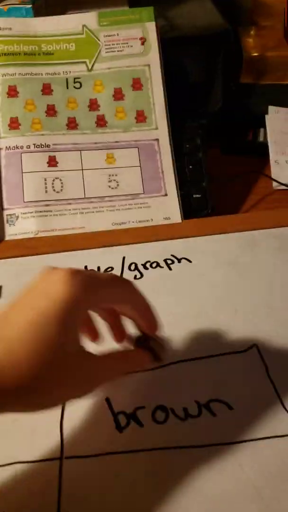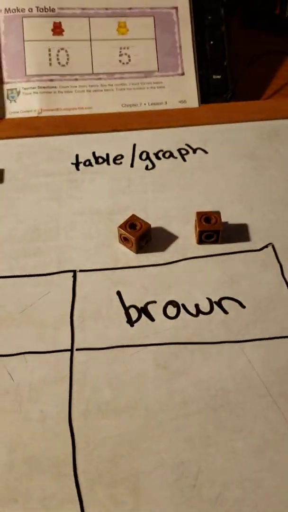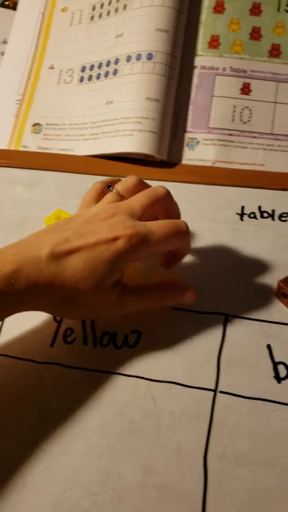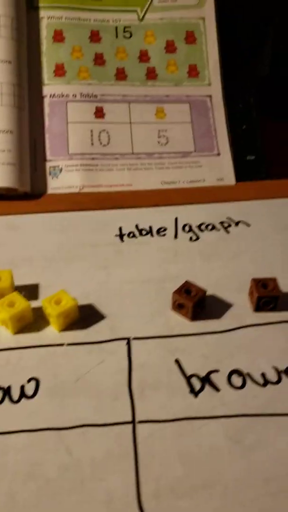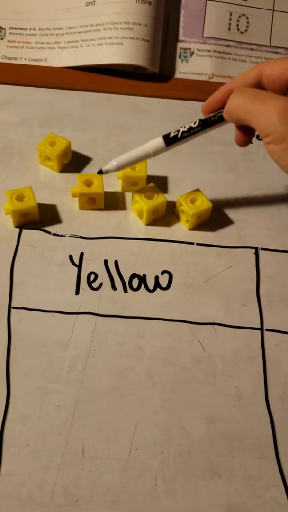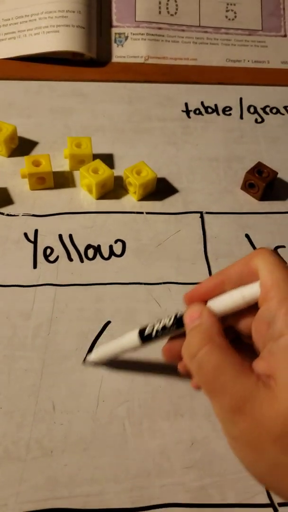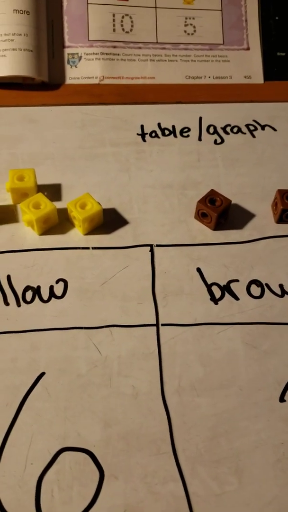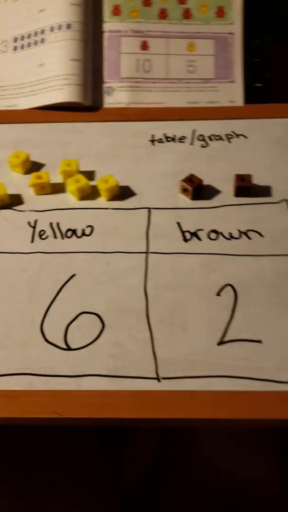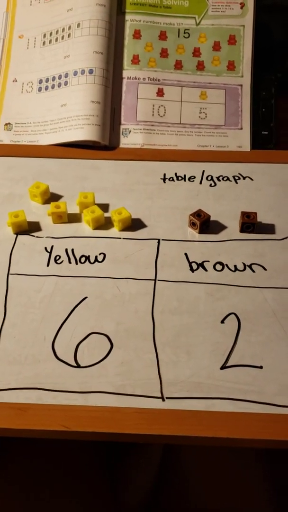So ready? Let's see how many I have. So this is a brown, and then the rest are yellow. So I'm going to put them in my little categories here. Now let's count them. So how many brown do I have? 1, 2. So I'm going to write a 2 over here. Very good. Now, how many yellow? 1, 2, 3, 4, 5, 6. 6. And that is how simple it is to make a table. See that? How cool is that?